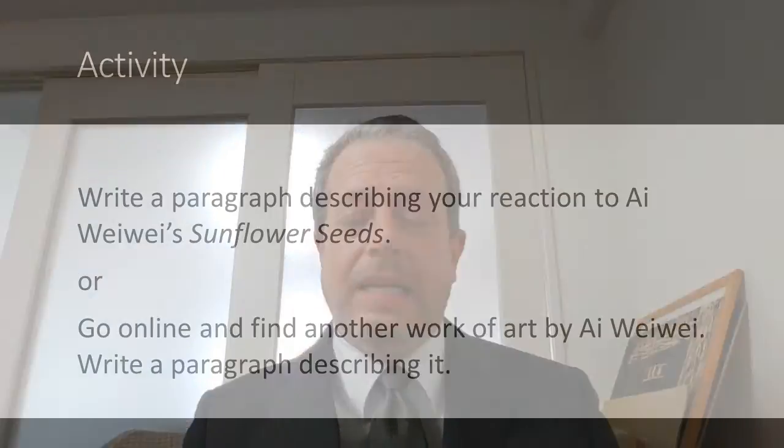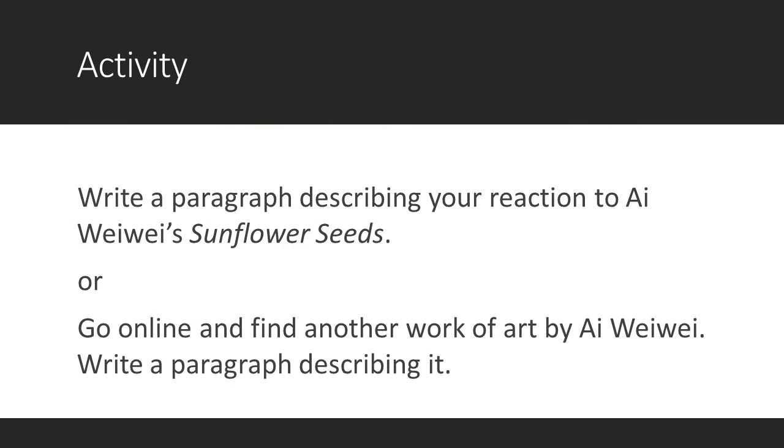Do you like it? Do you hate it? Do you understand it? Do you wonder about it? What does it mean? Write a paragraph telling your feelings. Okay. Second idea, if you've already been in the class, you've already done this unit, go online. Do a little research. Find another work of art by Ai Weiwei. He's a very prolific artist, many works of art he's created. And write a paragraph describing it.